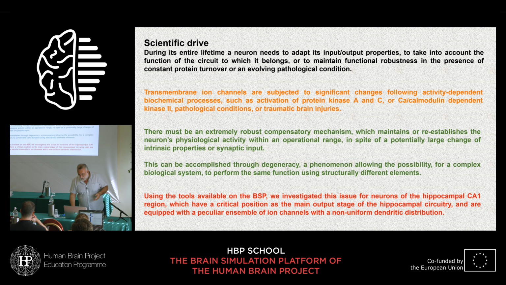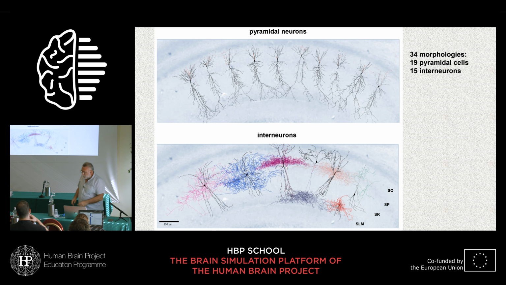Okay, so we took a bunch of morphologies. In this case, 34 morphologies: 19 pyramidal cells and 15 neurons from the CA1 region of the hippocampus. Does everybody know what the hippocampus is? Who doesn't know? Okay, good.